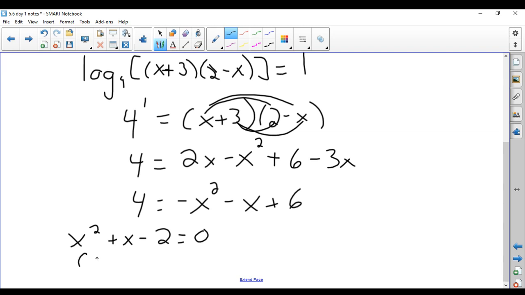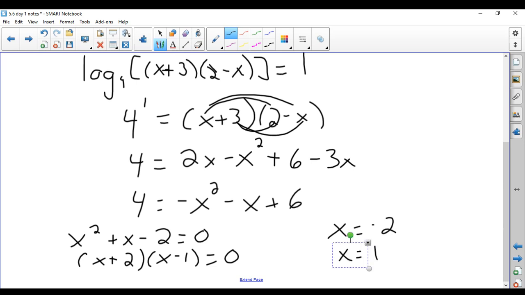This can be factored, and all the problems you have today should be factorable. Factors of negative 2 that add to 1 are 2 and negative 1, and I get two solutions. x equals negative 2, x equals positive 1.